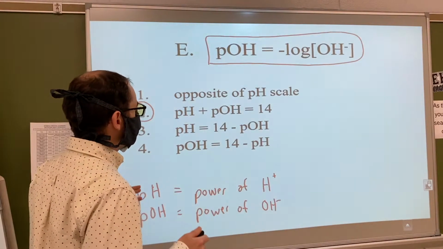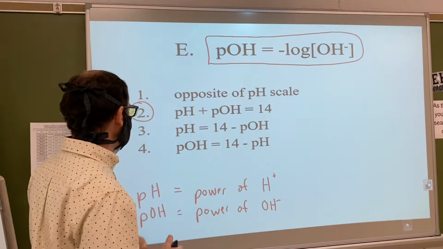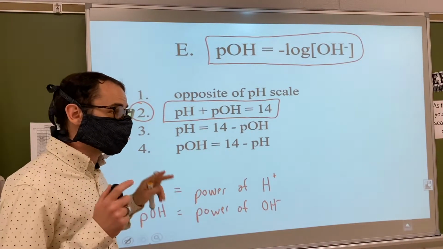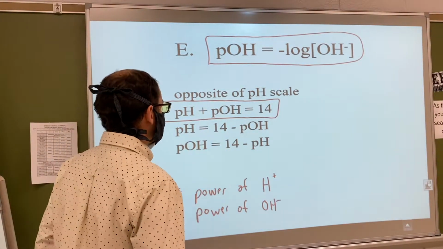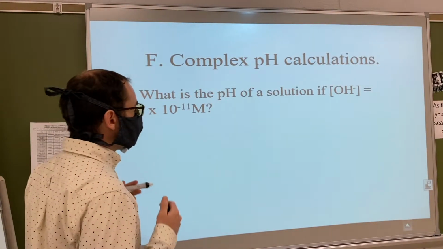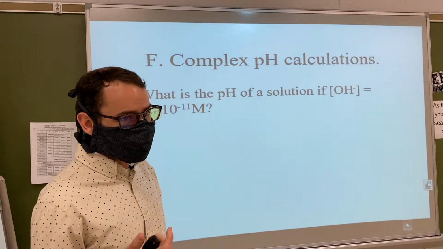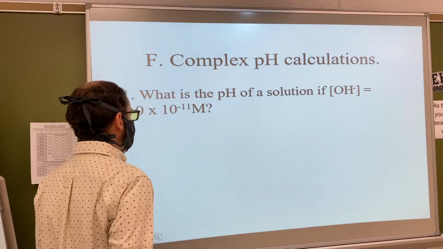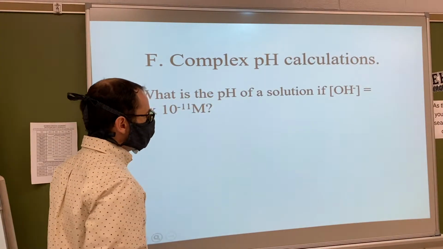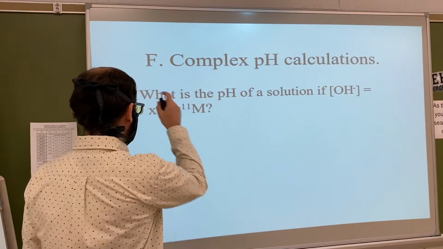So that's what we have going on with the pOH scale. So 2 new equations, and that's it. That's it for the chapter. We do have these 4 equations and just have to know how to use them to solve some problems. Okay, so these are slightly more complicated, but honestly, we've already done a few of these, so you should be pretty good. It says, what is the pH of a solution if the OH minus is this?